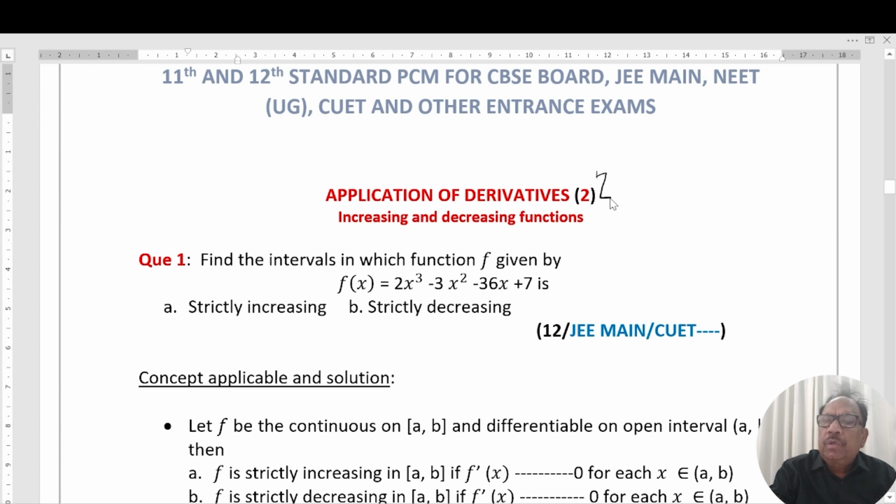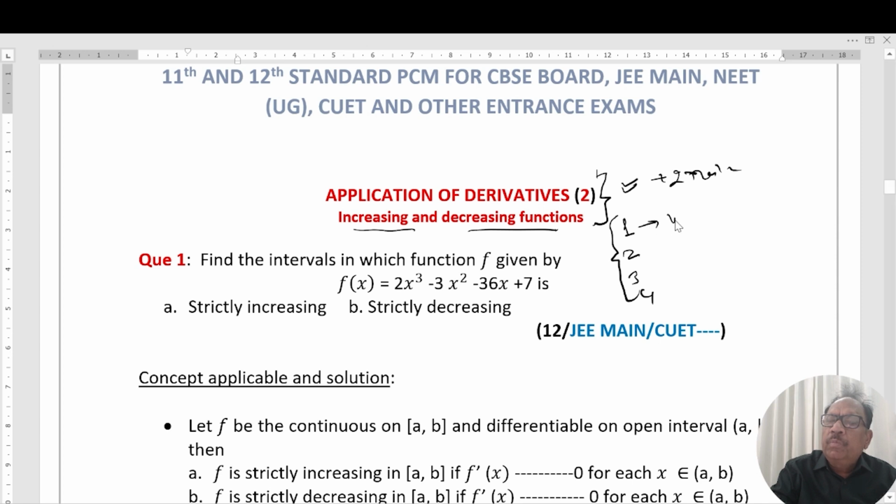In today's session, I'm going to discuss increasing and decreasing functions under the chapter Application of Derivatives, Plus 2 Math. In this session, I'm going to discuss 4 questions. Through these 4 questions, I will try to clear all the applicable concepts.